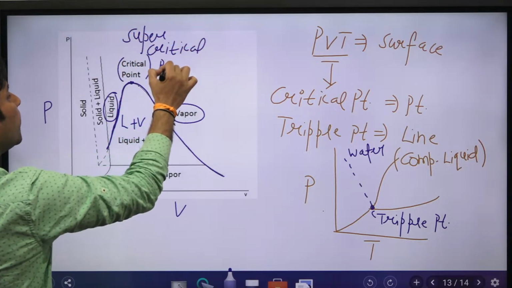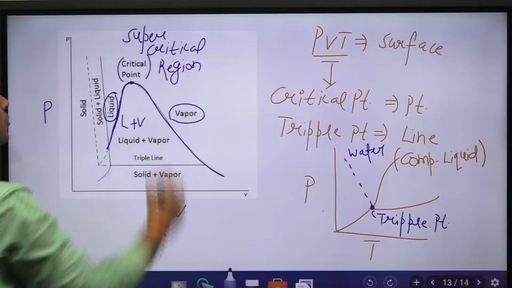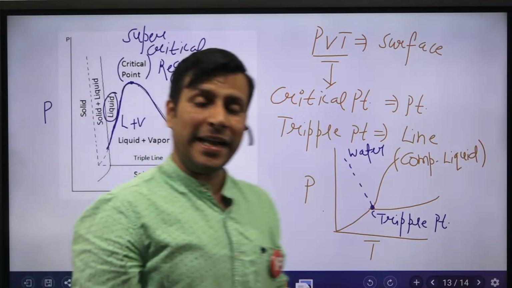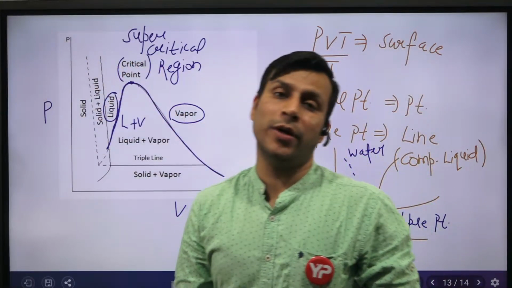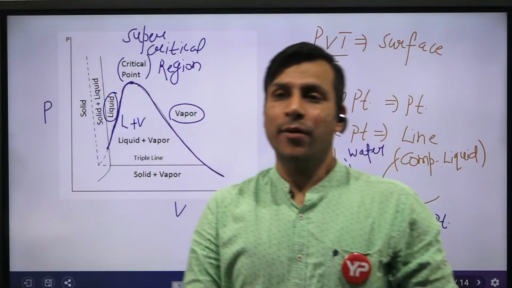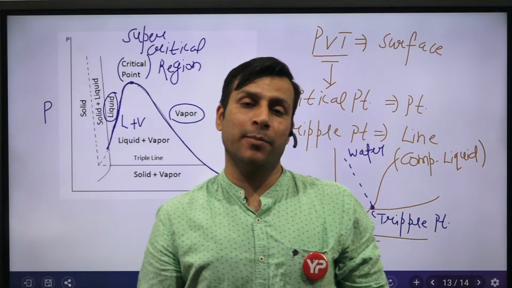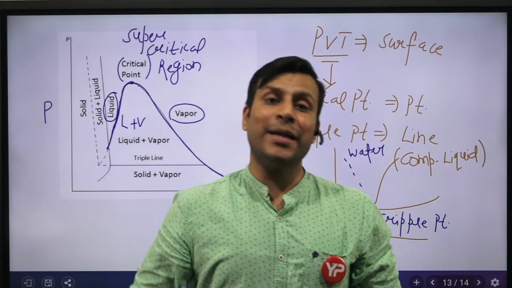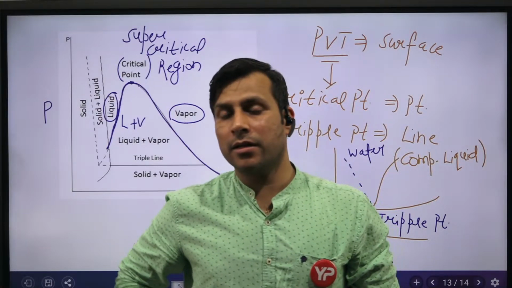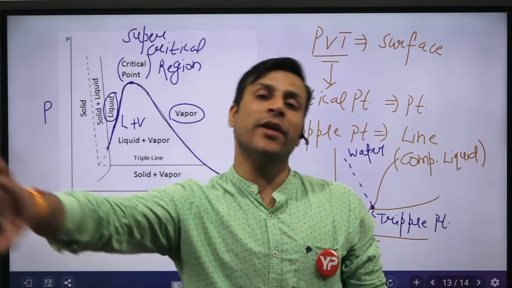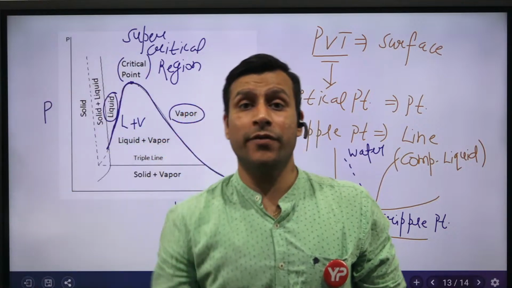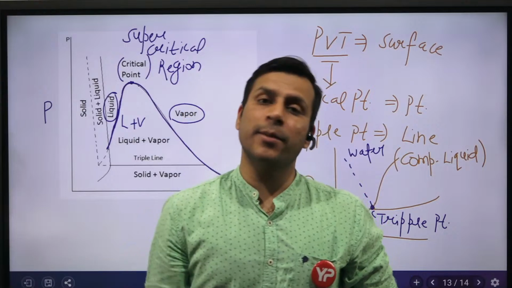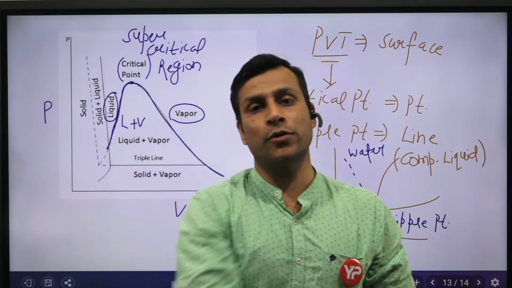The fluid present in the supercritical region is known as supercritical fluid. Any fluid which is present in the supercritical region is known as supercritical fluid. Now what you need to understand is, what is the difference between triple point and critical point? Critical point is that point of a particular substance. You can define critical point for any substance, guys. You can define it for oxygen, you can define it for water also, you can define critical point for any substance, and you can define triple point also for any substance.